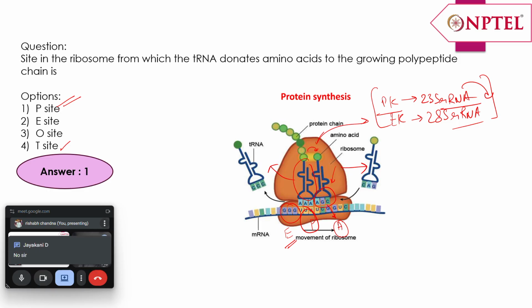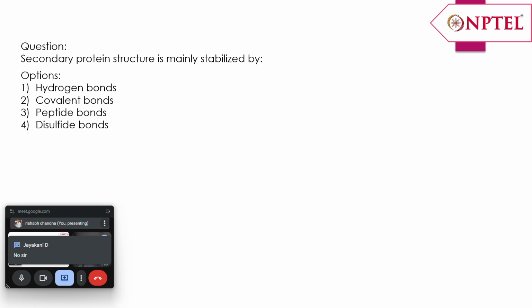Okay, so let's move on to the next question. Secondary protein structure is mainly stabilized by which of the following bonds? So, what can be the correct answer? Okay, someone said covalent bond also. Any more answers?